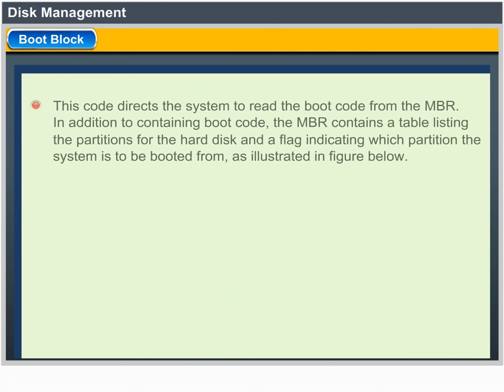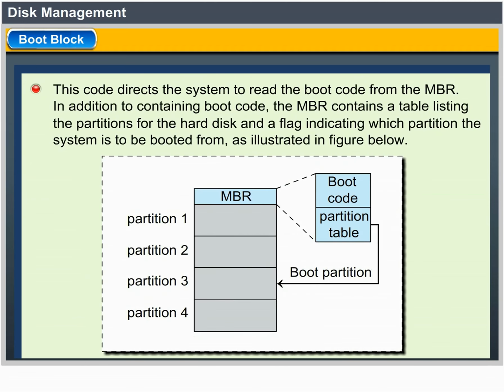This code directs the system to read the boot code from the MBR. In addition to containing boot code, the MBR contains a table listing the partitions for the hard disk and a flag indicating which partition the system is to be booted from, as illustrated in the figure below.